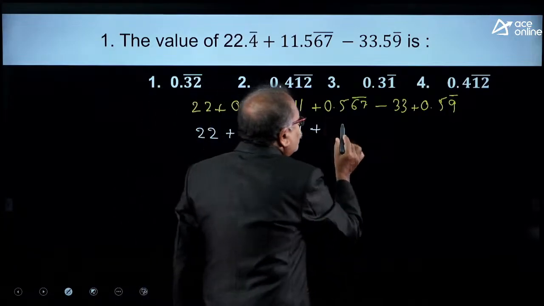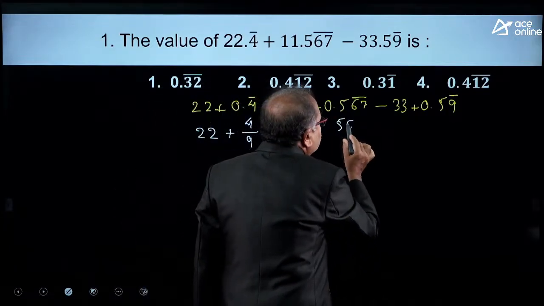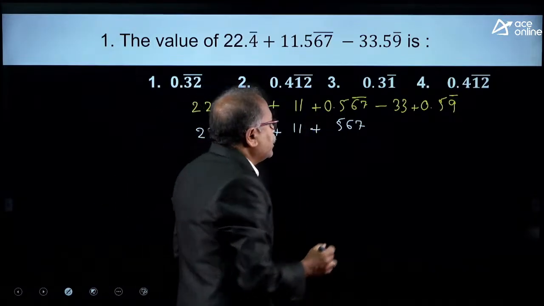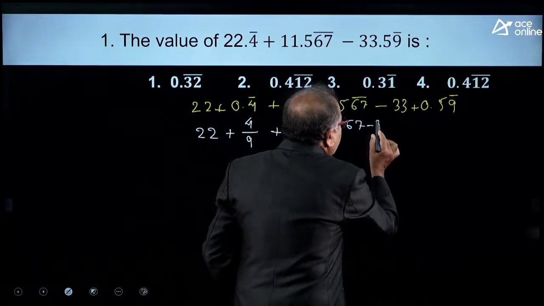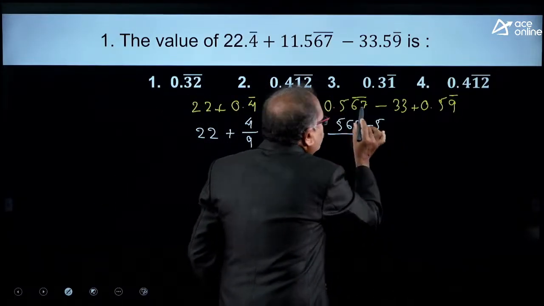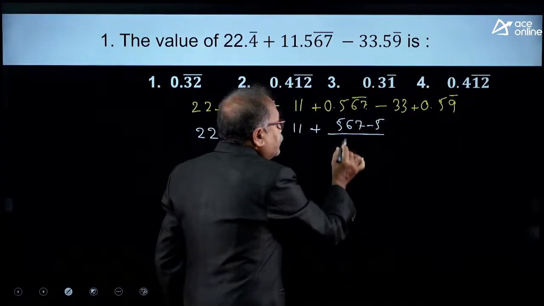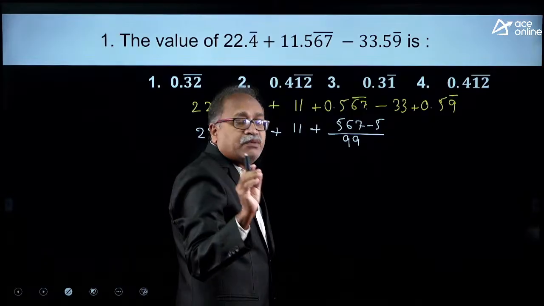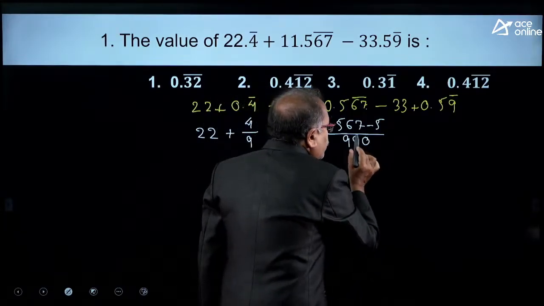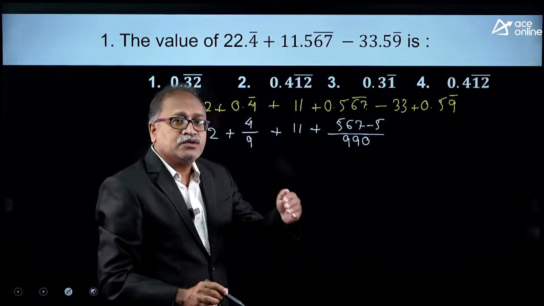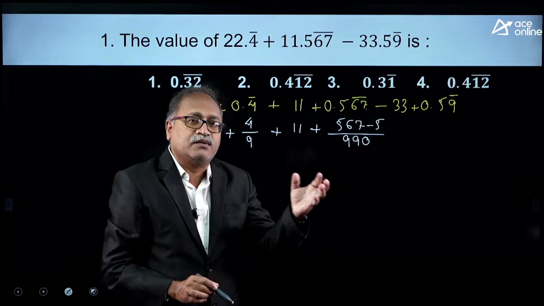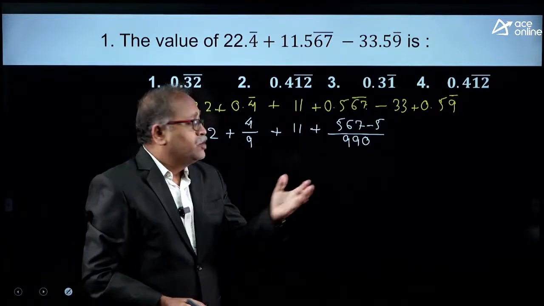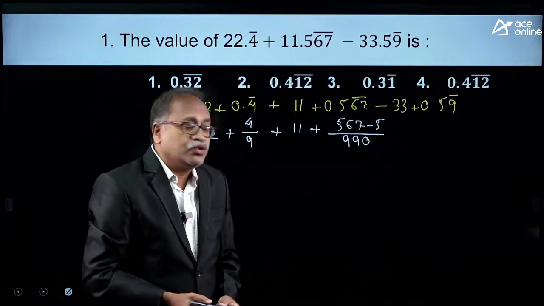What I will do here, that is 567, and without bar decimal part, that is 5. So that is minus 5 by, under the bar 2 digits are there, therefore I will be writing 2 9s, and without bar 1 decimal number is there, so for that I will be writing 0. Those who have gone through the conversion from recurring decimal to p by q, rational number, must be understanding what I am doing here.